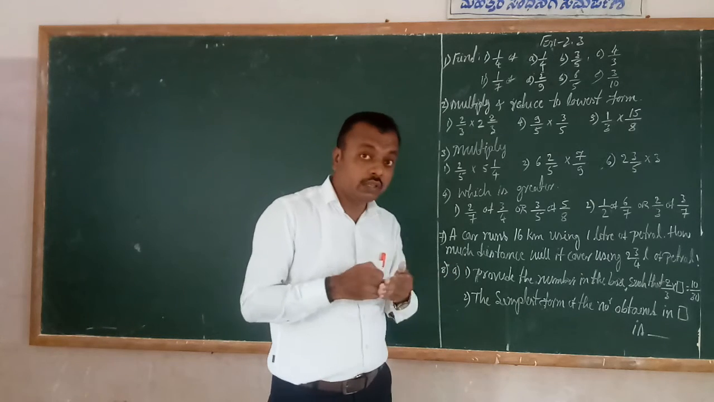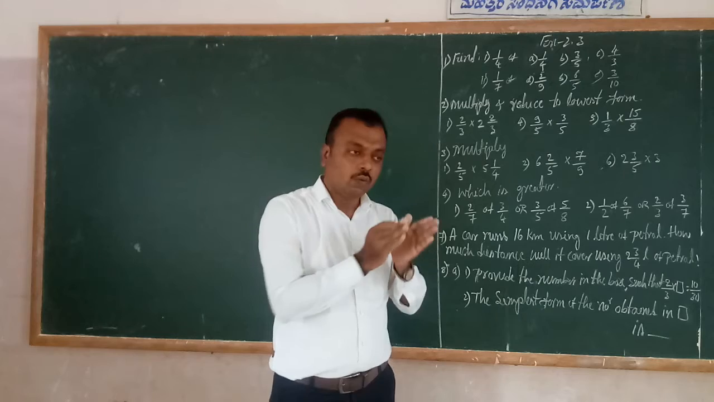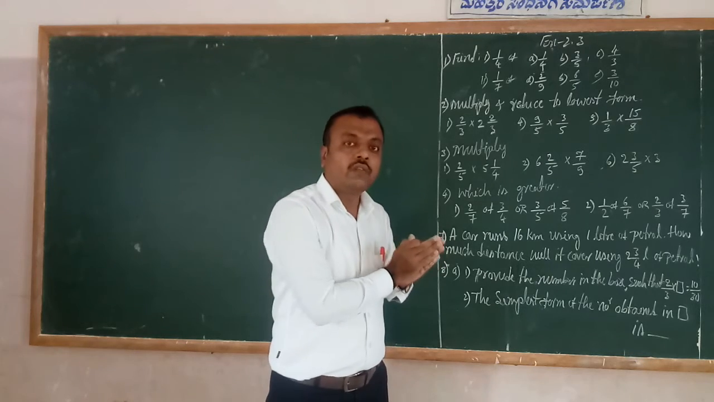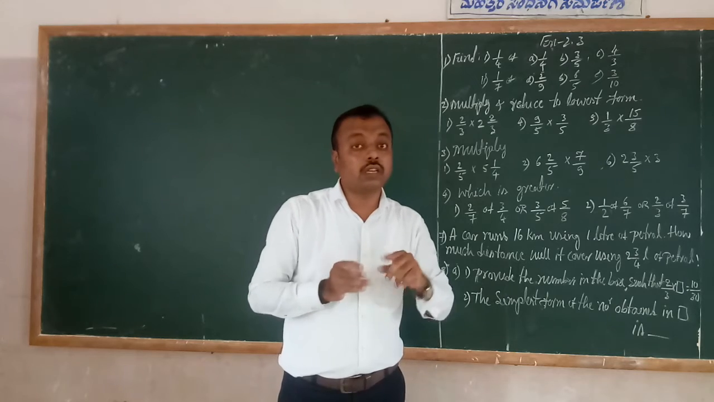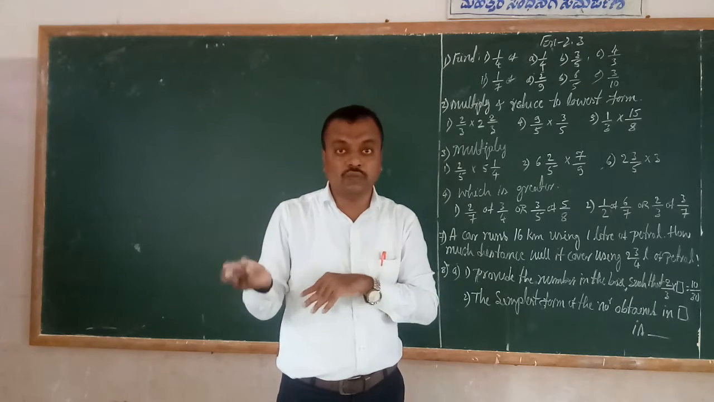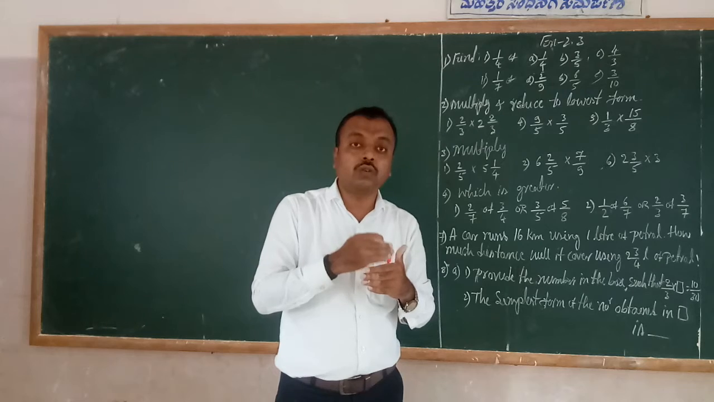So what do you have to do? You have to do multiplication. Correct? If 1 liter gives this much, then how much for 5 liters? For example, the cost of 1 pen is 10 rupees. What is the cost of 5 pens? 5 into 10, 50. That is why we have to do multiplication.